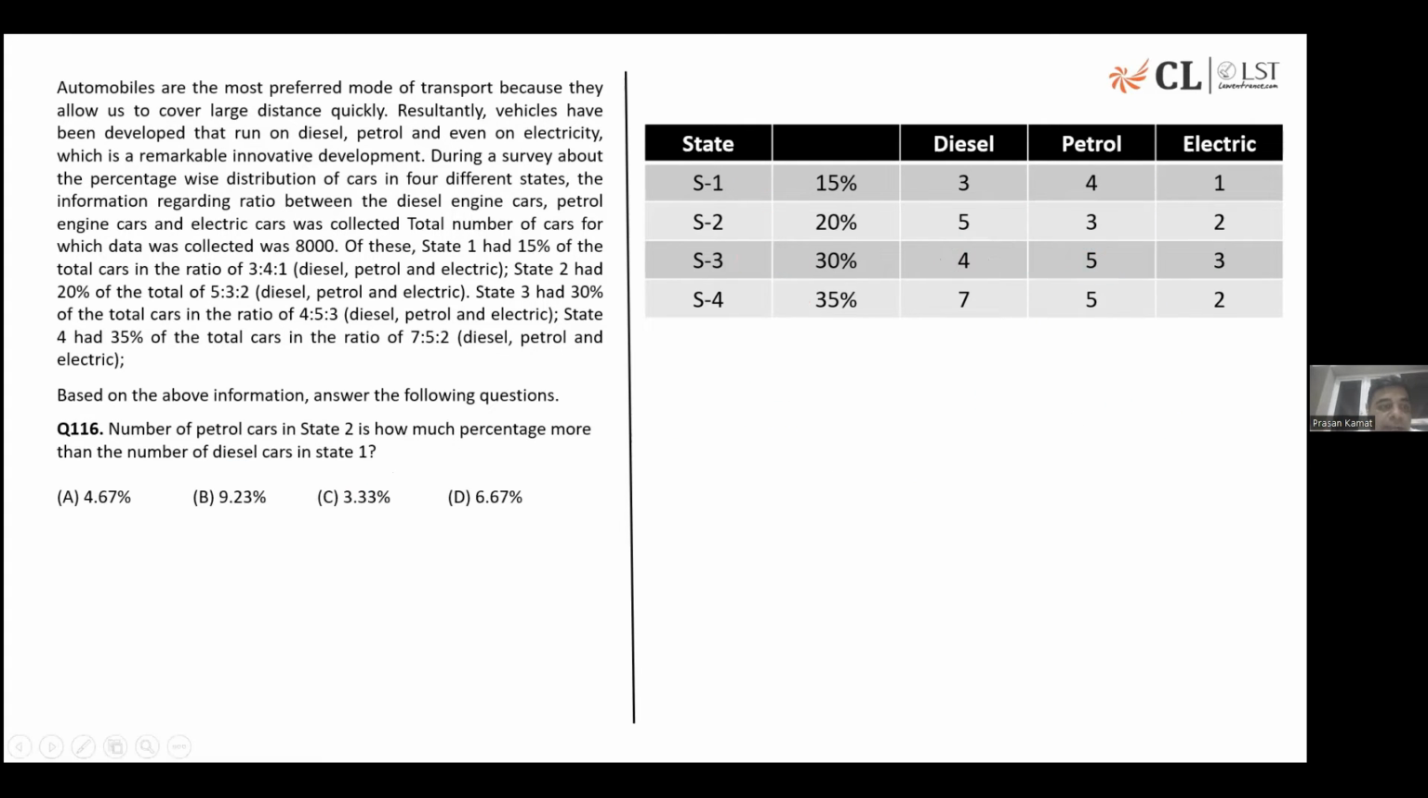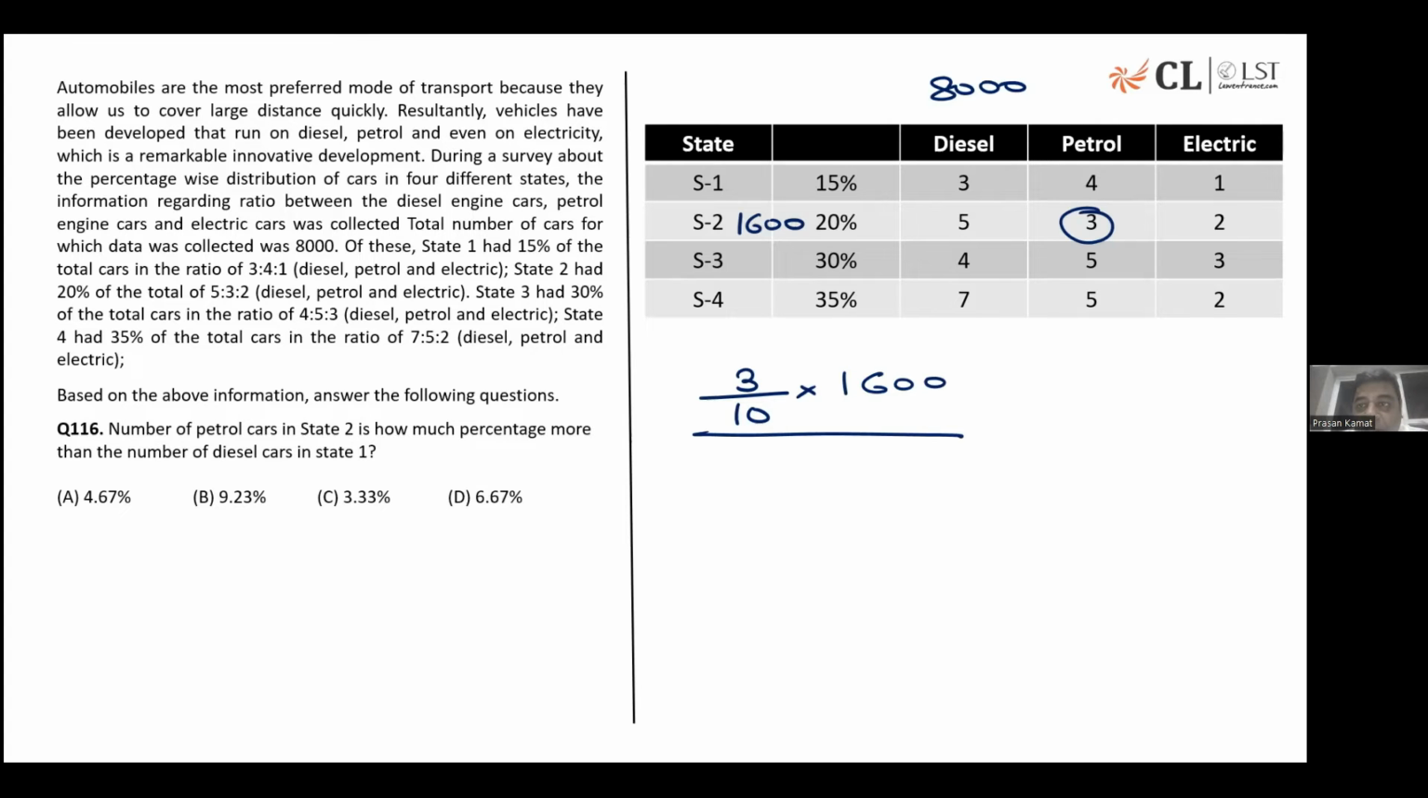Okay. Second, the number of petrol cars in state 2. Look at petrol. Petrol is 3 parts out of 5 plus 3, 8 plus 2, 10. So 3 by 10 of the total. Now this was 20%. I remember again 8,000. So this is 1,600. So it is 3 by 10 of 1,600, you can take 16 also.